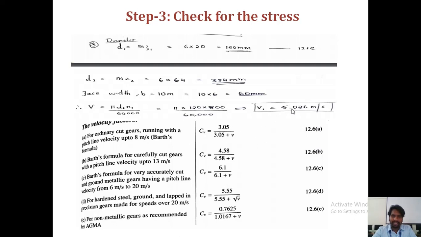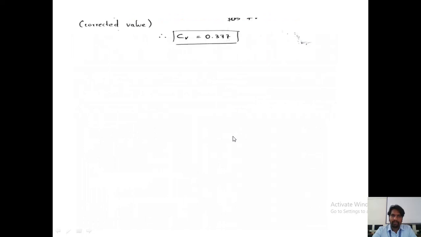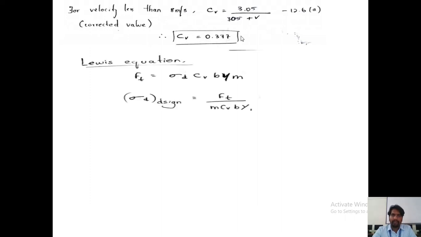Here the velocity is less than 8 meter per second. We need to use 3.05 divided by 3.05 plus v. So that corrected value of CV for velocity less than 8 meter per second is 0.377. So by using the Lewis equation, Ft is equal to sigma d CV B y m.